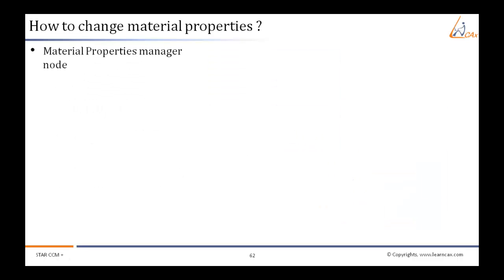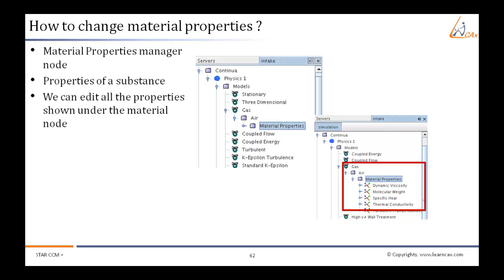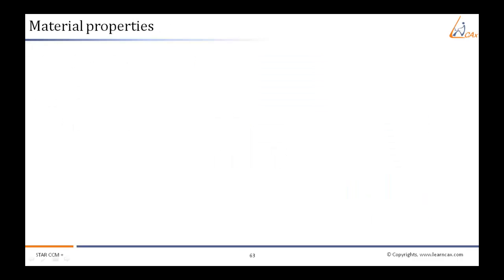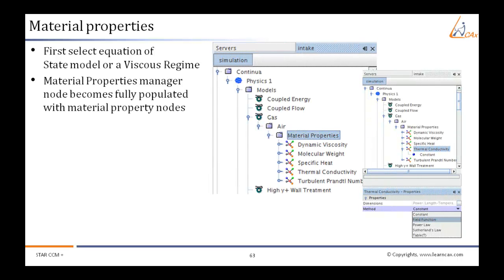The Material Properties Manager node is a central space node for the properties of a substance. This node is empty until either an equation of state model or a viscous regime is selected. After selection, it becomes populated with material property nodes. These can be accessed through their properties.